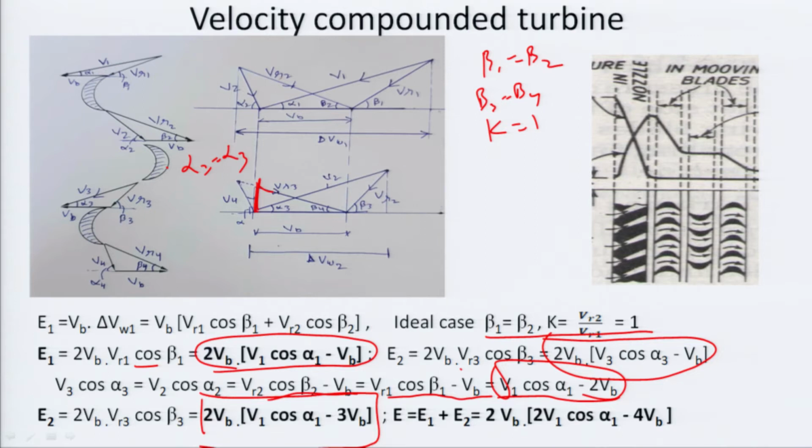Total energy transfer is the sum of E1 plus E2, this can be written here. Only thing is the difference, twice V1 cos alpha, here is the minus Vb, and here in the second stage, it is the minus 3Vb.